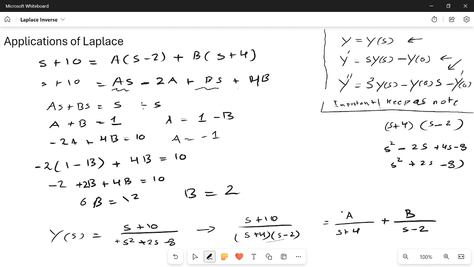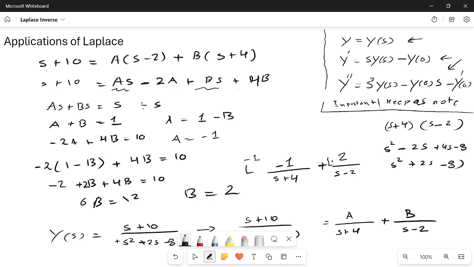Now we substitute the values back into the equation. So we have a is equal to negative 1, so negative 1 divided by s plus 4 plus b divided by s minus 2. B is equal to 2. Now we take the Laplace inverse for both of these equations.